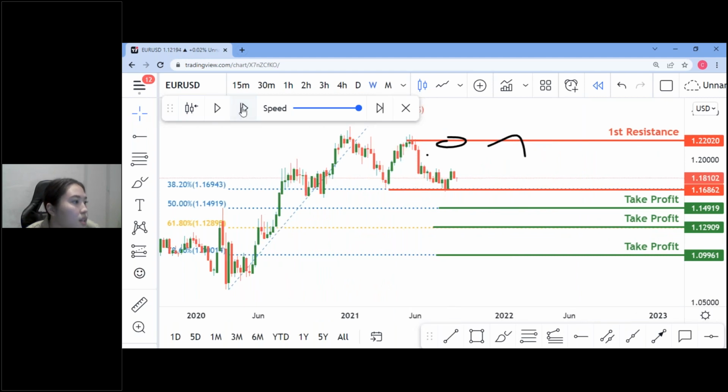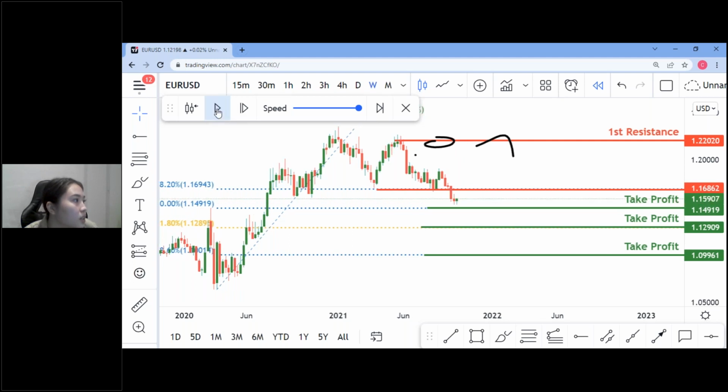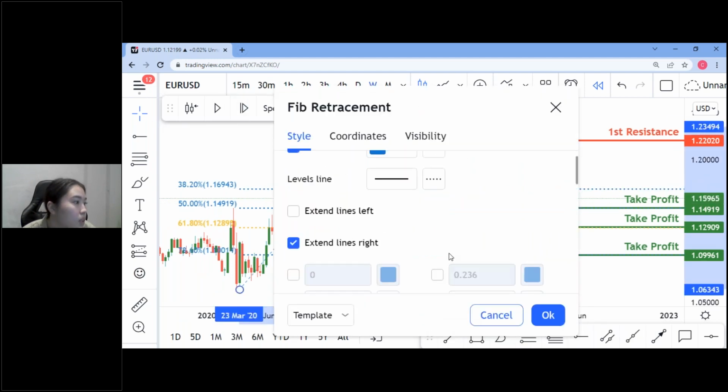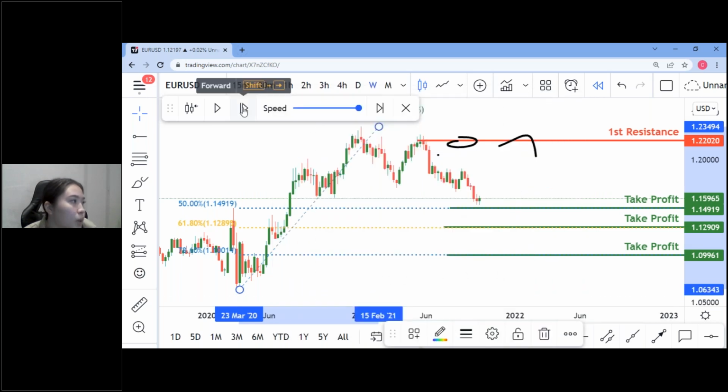Okay, anyways, for scalpers, they would have made their profit, but for day traders, for me, I would have entered the trade. Now it's trying to break the 38.2. It broke the 38.2, so the 38.2 is now not relevant to us. So we'll get rid of the 38.2. We'll see what happens when it goes to the 50%.